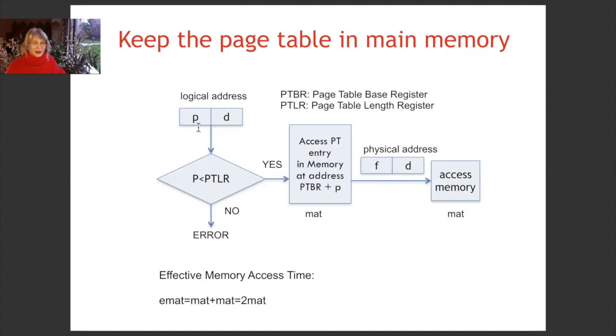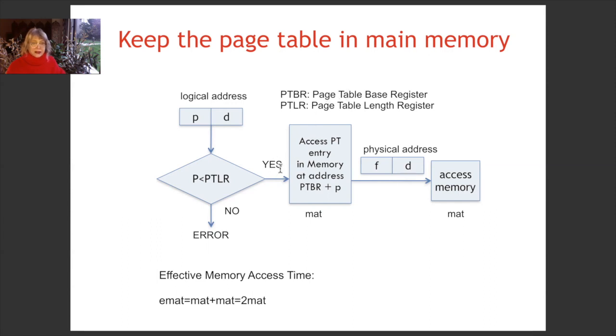Here is the flow chart. We have a pair of page number and displacement. Again, we are checking if this is less than the page table length register. If this is not correct, then there is an error. In addition to the page table length register, we have another register which is called the page table base register. This shows the beginning of the page table in the memory.